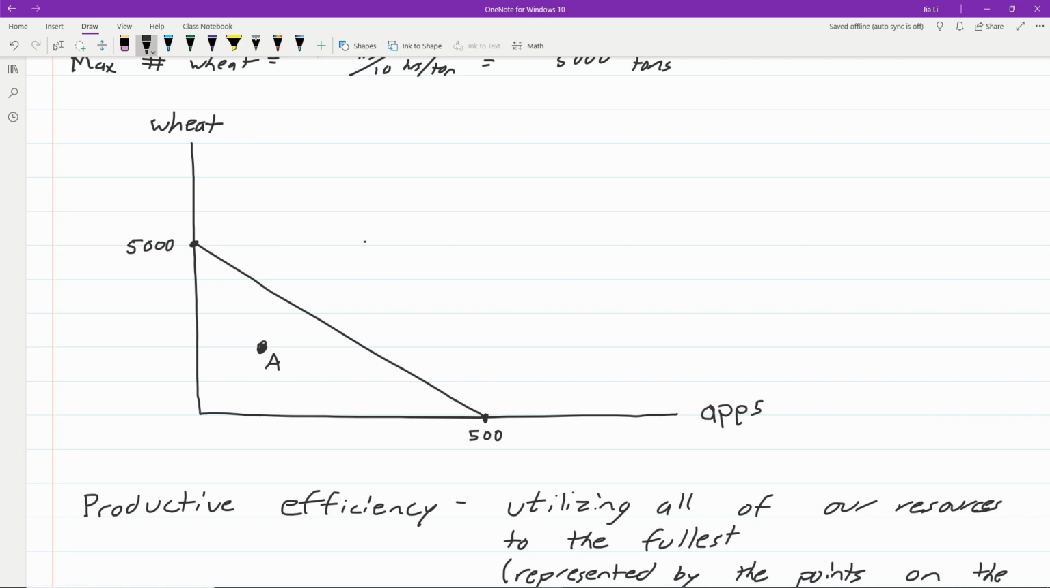Now, in contrast, a point up here, let's say point B. Oh, point B. There we go.